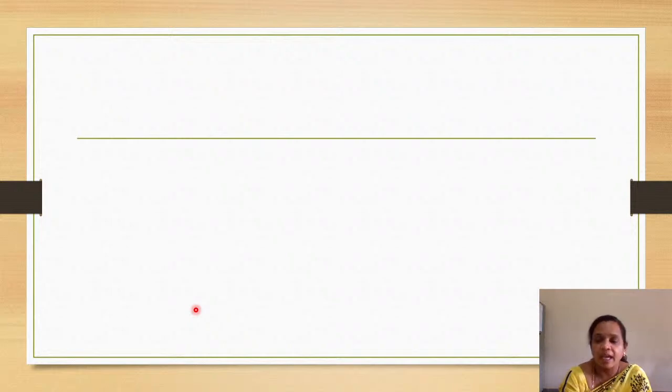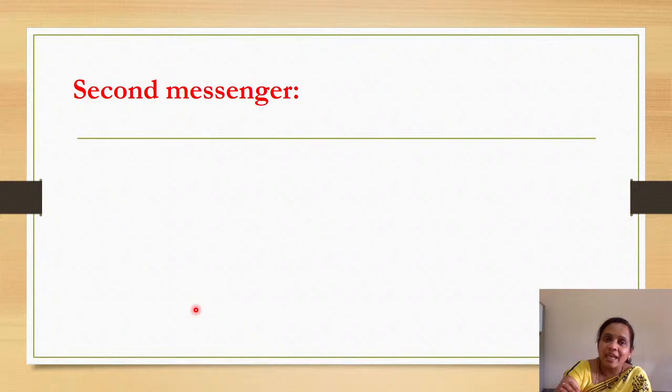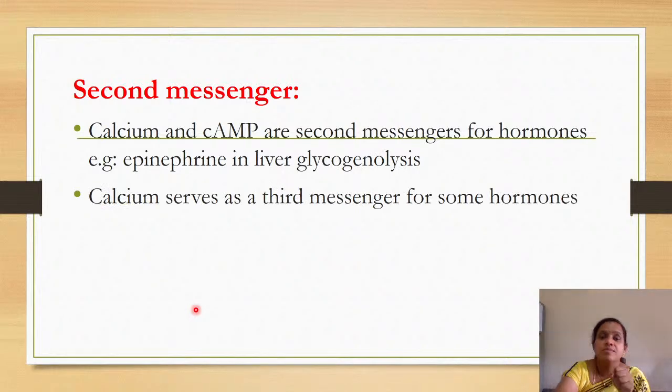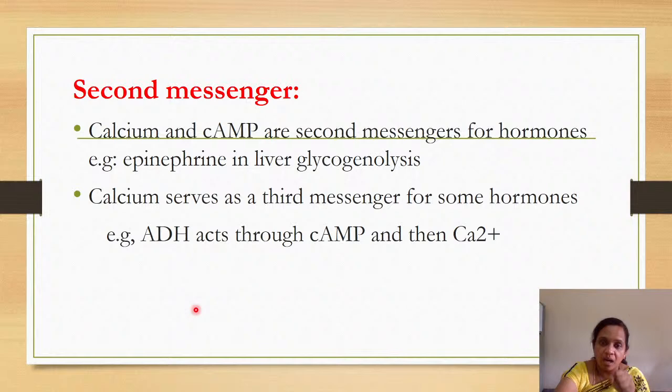Another most important function of calcium is acting as a second messenger. What is a primary messenger? The primary message is always given by the hormones. The second messenger transmits the message into the nucleus. Calcium and cAMP are second messengers for various hormones like epinephrine in liver glycogenolysis. Once epinephrine sits on the liver cell, the hepatocyte, it will activate calcium and cAMP and subsequent reactions will take place. Calcium also serves as a third messenger for some hormones, like ADH, which acts through cAMP and then by calcium.